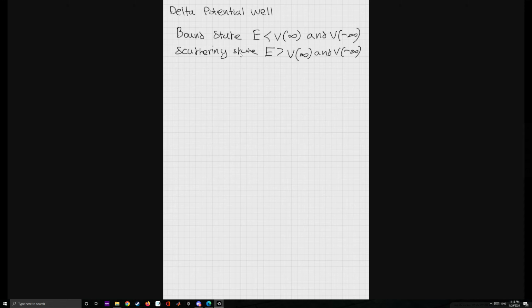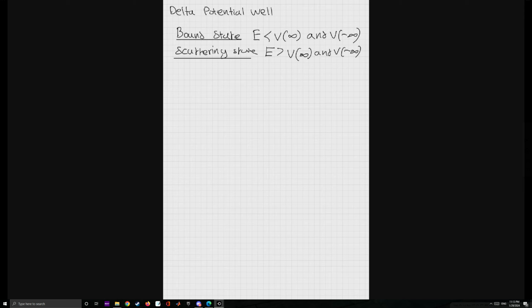So we will be looking at the delta potential well, namely two different states. The bound state, where the energy of a particle is less than the potential energy, as the potential energy goes to positive infinity and negative infinity in the x direction, which we will show in a little bit, and the scattering state, where the energy of the particle is greater than the potential energy.